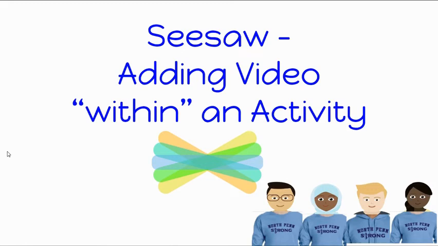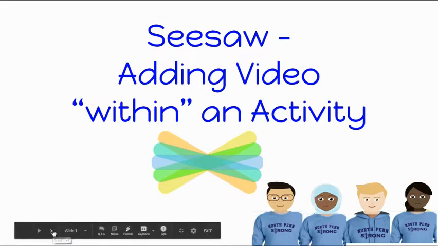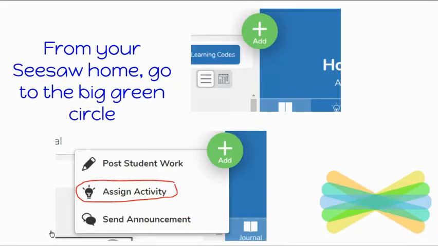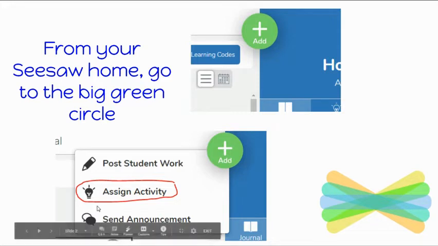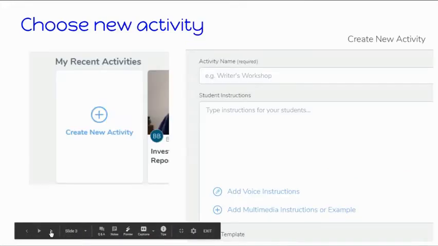Today's video is a little bit different because it's more of an advanced skill, in my opinion. We're going to add a video within an activity. And so we're going to start out just like we would with any other activity. We're going to start out at the big green circle and go to assign an activity.